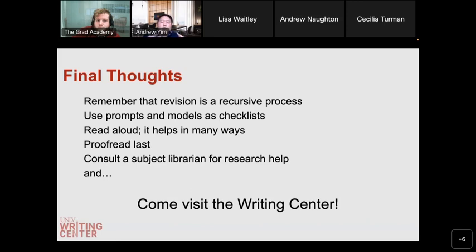So I would say when you're reading out loud, use it as a strategy to practice proofreading, editing, and revising. And if that's not helpful, read it to someone else or come to the Writing Center and read it to a consultant, and we can help you with the process.